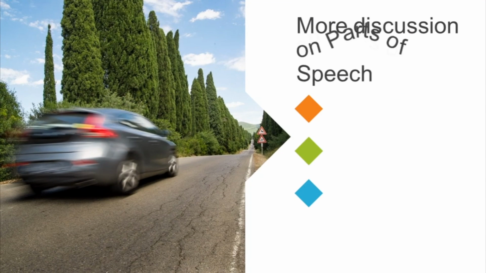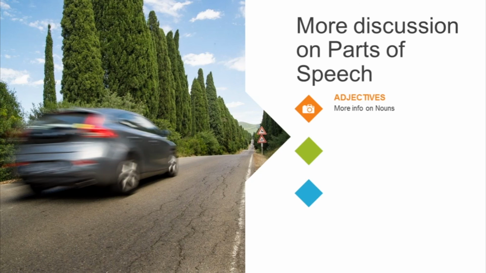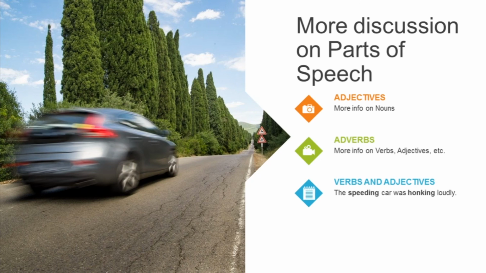Now we can talk more about the parts of speech that we only touch on briefly here, especially on adjectives that give more info on nouns, adverbs that give more info on verbs, adjectives, and other parts of speech, and also verbs and adjectives that sometimes can be confusing, such as in this case, the speeding car. Speeding here explained what kind of car, while honking here is part of a verb. So we need to know which ones of these are verbs and adjectives. So to know about this, please watch our next videos on adjectives and adverbs.